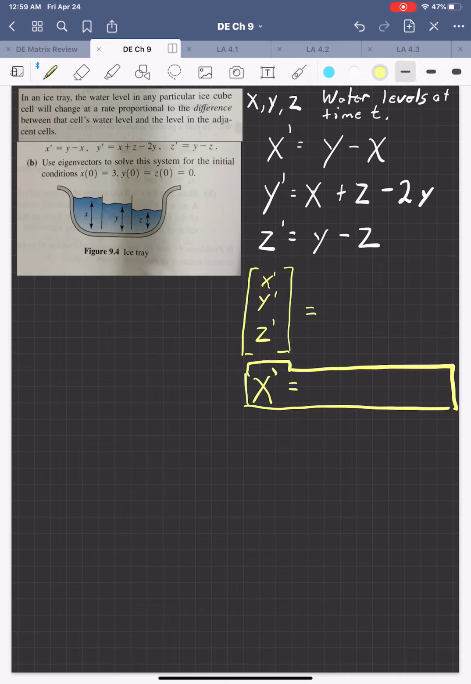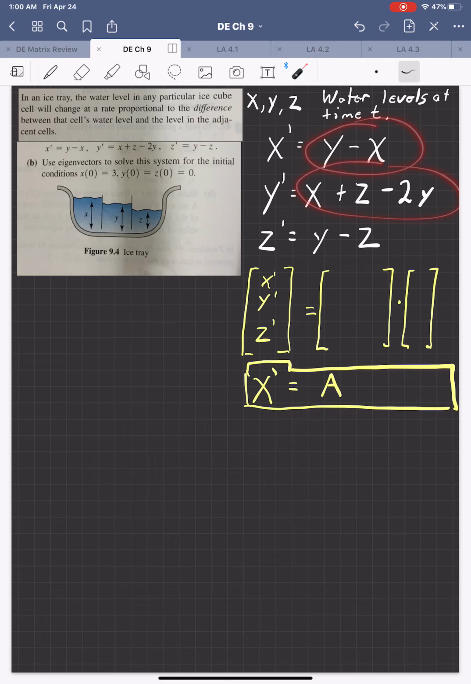All right, and now that's going to be equal to, so let's figure out what matrix A would be, and then we've got to figure out what our vector would be. So in this case, let's go ahead and do A. We're looking at the right-hand side of these differential equations, letting it go x, y, z. We're going to start with the fact that there's negative x in the first row, there's 1 y, and there's 0 z. So this would be negative 1, then 1, then 0.